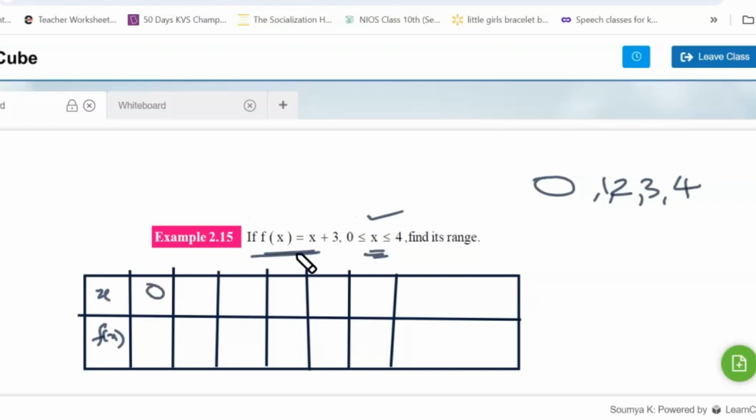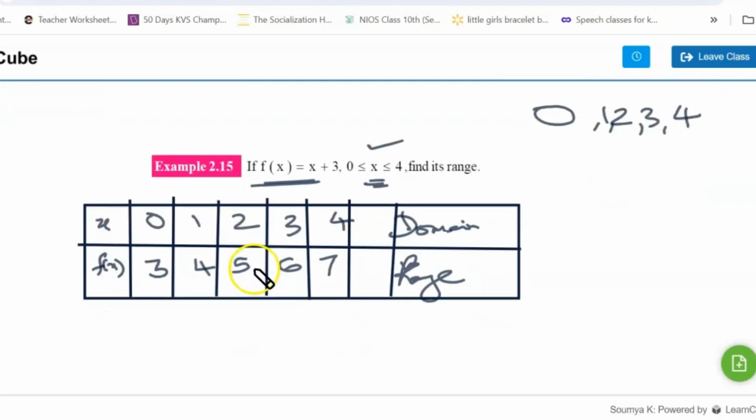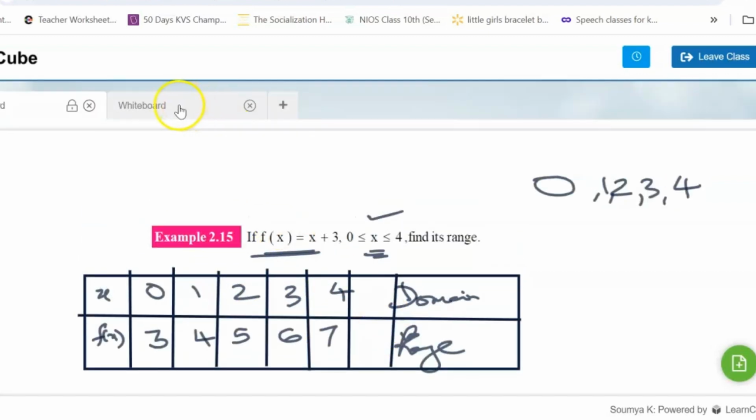Now you have to find the corresponding values of the range. So x plus 3. So it will be 3 here, it will be 4, it will be 5 and it will be 6 and 7. This will be the corresponding range value. So this is the range. This is the domain. Hope you understood this question. Next question.